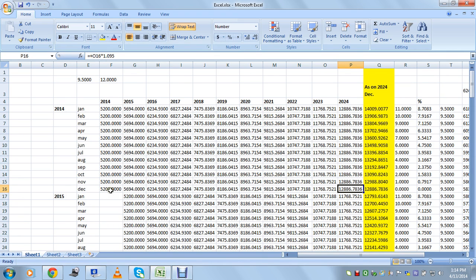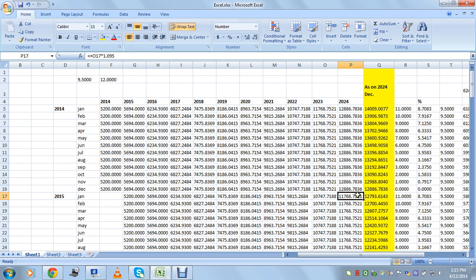5,200 in one particular month turns out to be 12,000. So your money from 2015 at a rate of 9.5% would behave in such a manner and turn lesser, which is 11,768 in 2024 at the rate of 9.5% interest. And again, this particular value as on 2024 January for an investment of 5,200 in 2015 January, after 9 years it turns out to be this much.